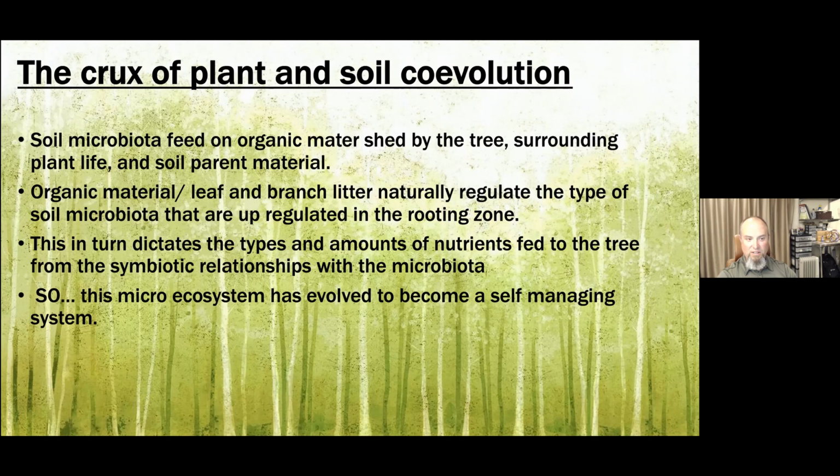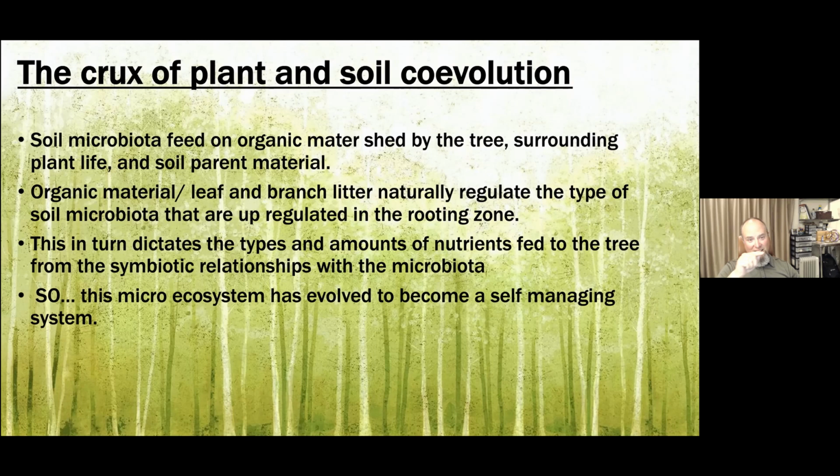So the organic material that's coming off that tree, if it's an oak tree, it's only oak leaves. If it's a pine tree, it's only pine needles. That naturally is going to regulate the type of soil microbiota that exists there, because certain fungi are going to feed on certain things the way trees have their own nutritional requirements. So this in turn is kind of dictating the types and amounts of nutrients that might be fed to the tree because of these symbiotic relationships that have continued to evolve.